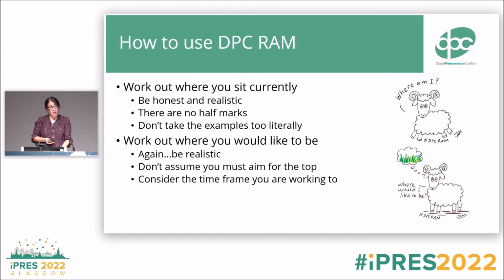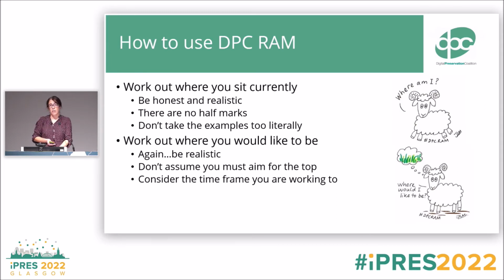There's no half marks in RAM, unfortunately. That's a question we do get asked. So if you're almost at a level 3, but you're not quite because you know you need to put something in place, then keep yourself down at a 2 for now. And then hopefully next time, when you do a RAM assessment, you can move up to a 3, because hopefully you'll have improved by that point. And as I said, don't take the examples too literally. They are only examples.